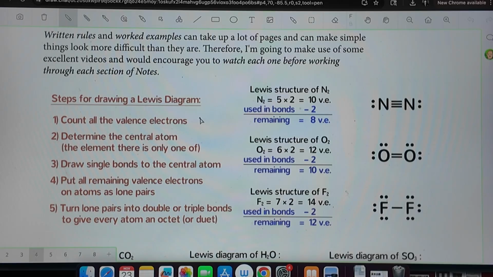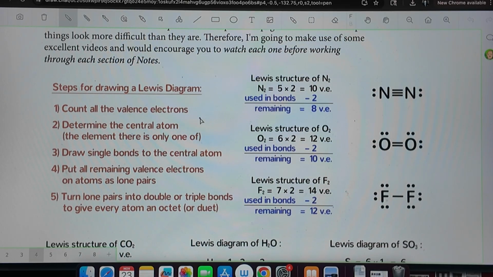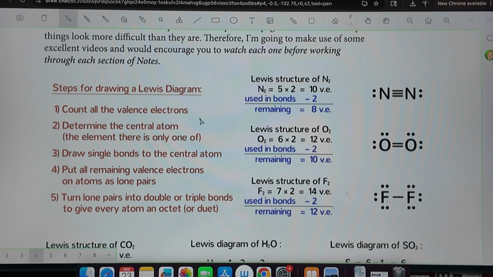Okay, here are the steps for drawing Lewis structures. Count all the valence electrons, determine the central atom. The central atom is usually the element there's only one of. Draw the single bonds to the central atom. Put all the remaining valence electrons on atoms as lone pairs. Turn lone pairs into double or triple bonds to give each atom an octet. So your goal again is the octet.